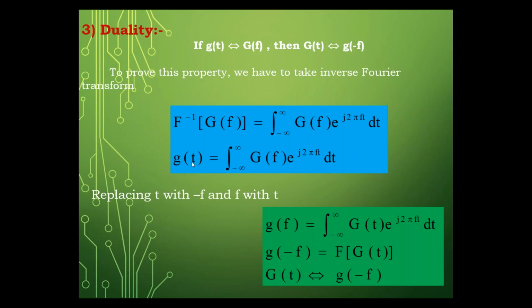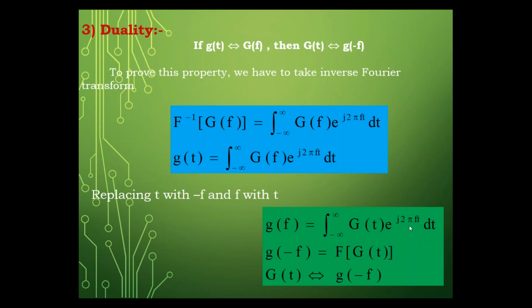Now, what we have to do is replace t with minus f and f with t. Please try to understand. Wherever you find t, you need to replace with minus f. Wherever you find f, you replace with t. So when you replace t with minus f, and f with t, then it looks like this.